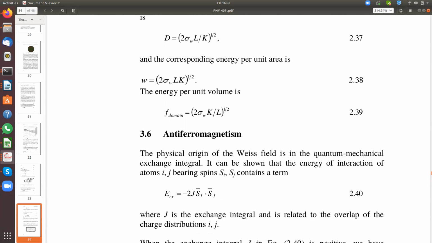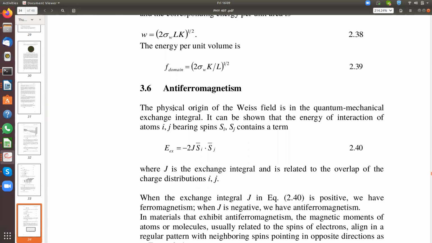Now let's look at antiferromagnetism. In the case of ferromagnetism, we say all the spins are lying in one direction, but in this case, they are lying in opposite directions to each other. So technically speaking, their magnetic moment will be zero because they are in opposite directions.